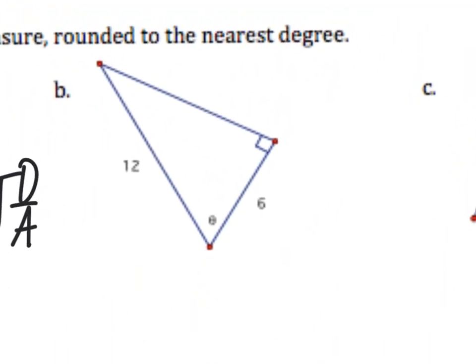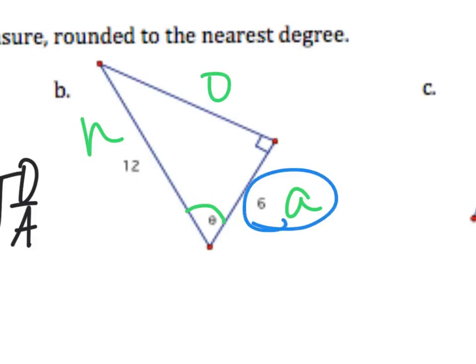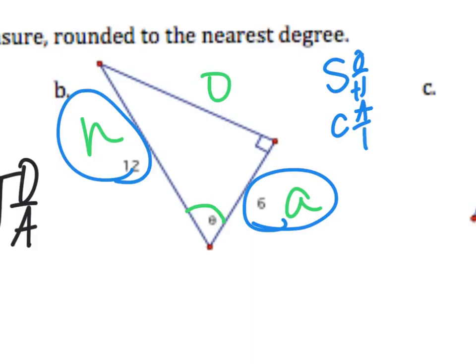Okay, B. Again, label your triangle AOH according to the angle that you're asked to find. Identify the sides that you have. And figure out, are you going to use sine? Are you going to use cosine? Or are you going to use tangent based on the sides that you're given? In this case, I think we're going to use cosine.